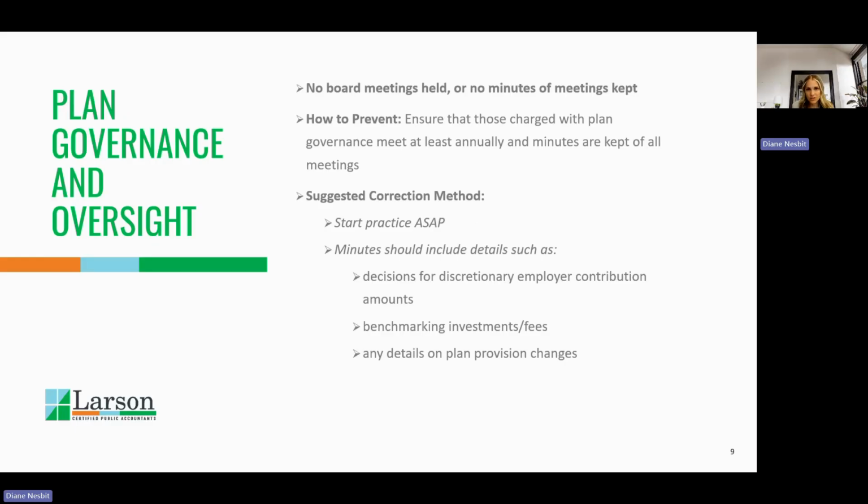Plan governance and oversight. One of the common ones we see is there's no committee or board meetings held for whoever is charged with governance over the plan, or there's meetings of the committee or the board, but no minutes of the meetings are kept. So pretty straightforward on how to prevent. Make sure that those charged with plan governance meet at least annually and minutes are kept of all meetings.